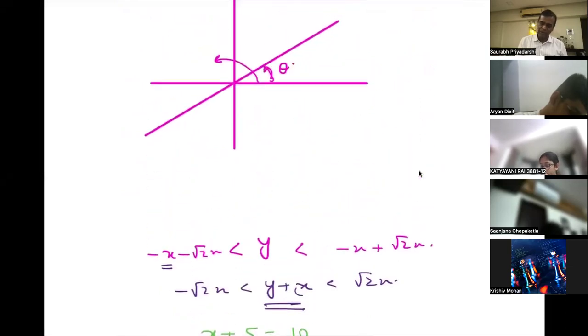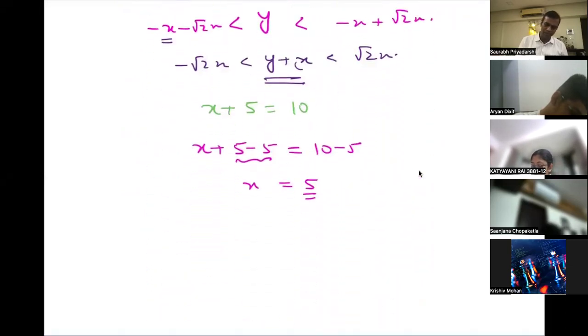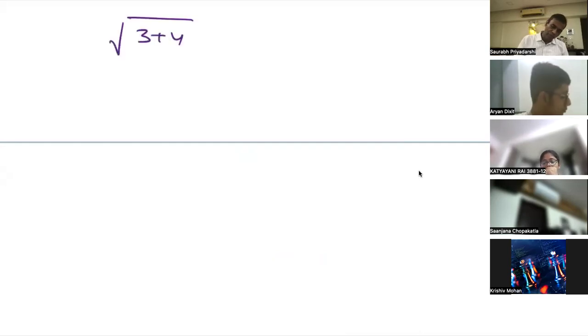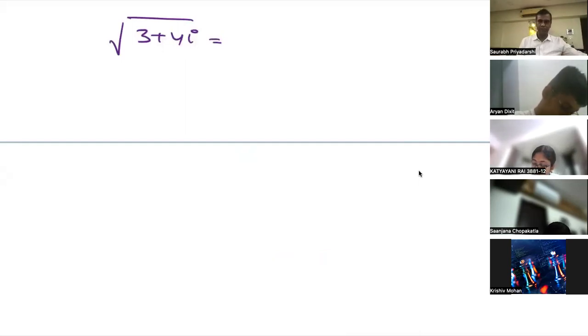So this is just the simple thing, right? What we have to do? You know the addition, multiplication, and division of complex numbers. Do one thing. Under root of 3 plus 4i. Find this. Under root of 3 plus 4i. What can we write for this?